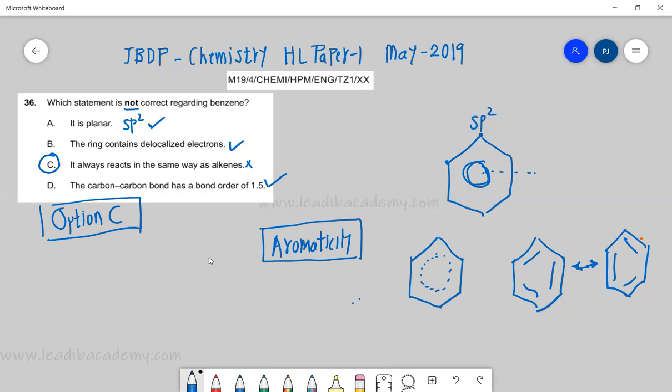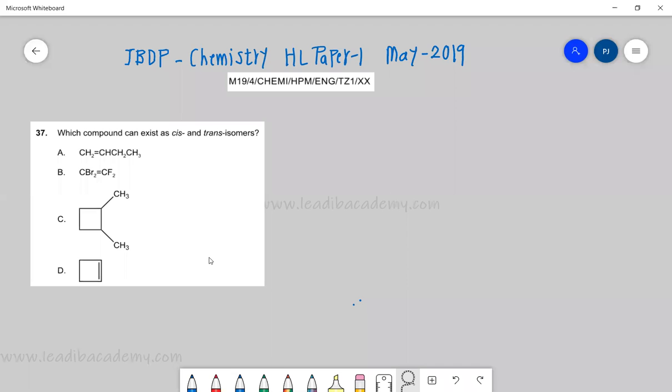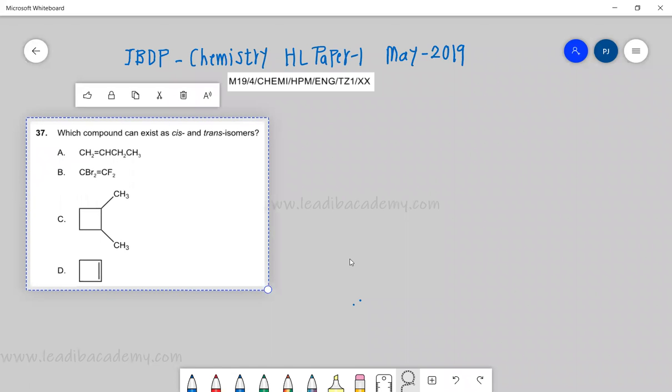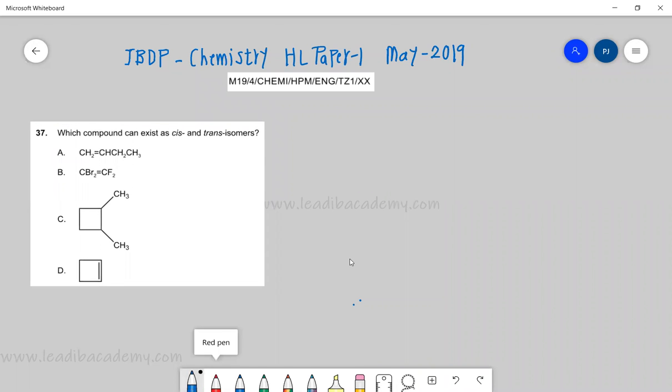Very simple. Interesting question number 37. Which compound can exist as cis and trans isomers? Simple. Identify the compounds which are double bonded, and that's the logic first of all. Even this is out, there is a double bond and a double bond, so they are not going to exhibit it.